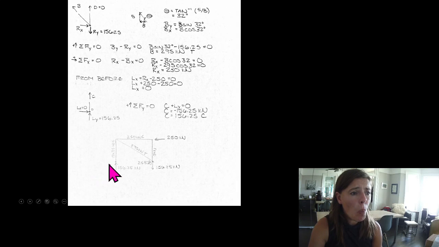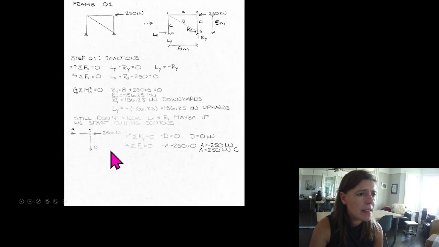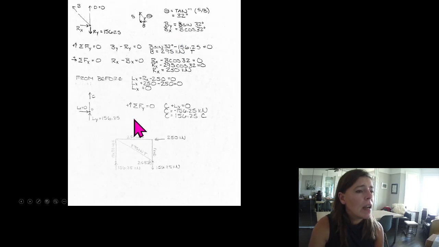Let's do one more free body diagram where we cut through this section right here, which I believe was C. Yep, let's cut through section C. The sum of the forces in the y direction, we know Lx is 0, we know Ly is 156.25 kilonewtons. We solve for this, and C equals 156.25 kilonewtons.